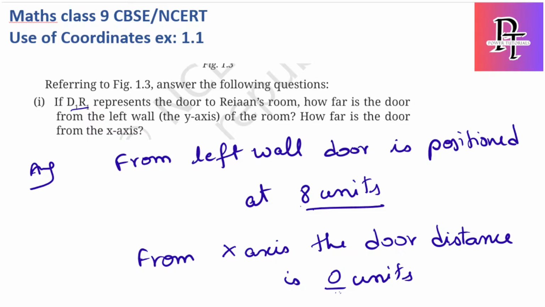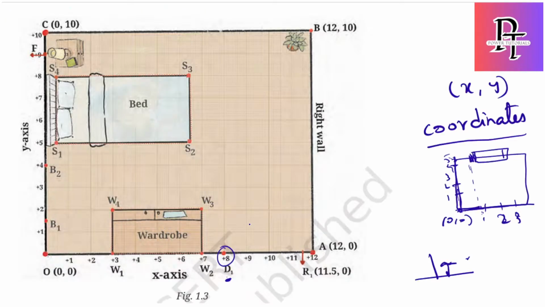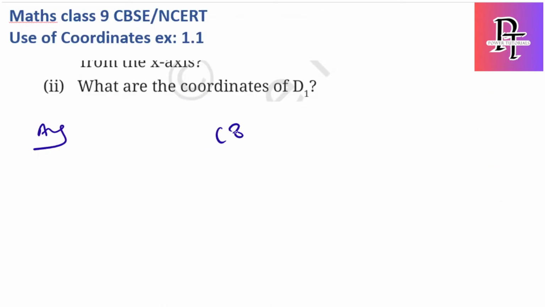Okay, let's see the second question. What are the coordinates of D1? So coordinates of D1 is easy. It is on the x-axis. On the x-axis, the y coordinate will be 0. So it is only D, how much? 8. 8 comma 0 is the coordinates of D1.